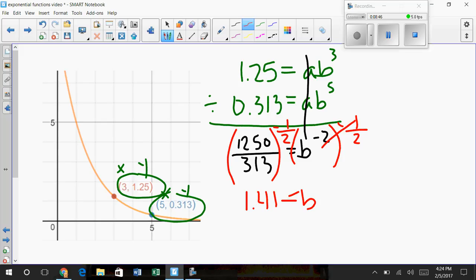So now the only problem is I still don't know a, so I'm going to have to go back and use either of these original points to fill in, but I can also now put in b. I'm going to use the top one because the numbers are a little nicer. So I'm going to do 1.25 equals, I still don't know a, but I can fill in 1.41 for b, and I'll raise this to the third power. So I'm going to go ahead and evaluate 1.41 to the third.